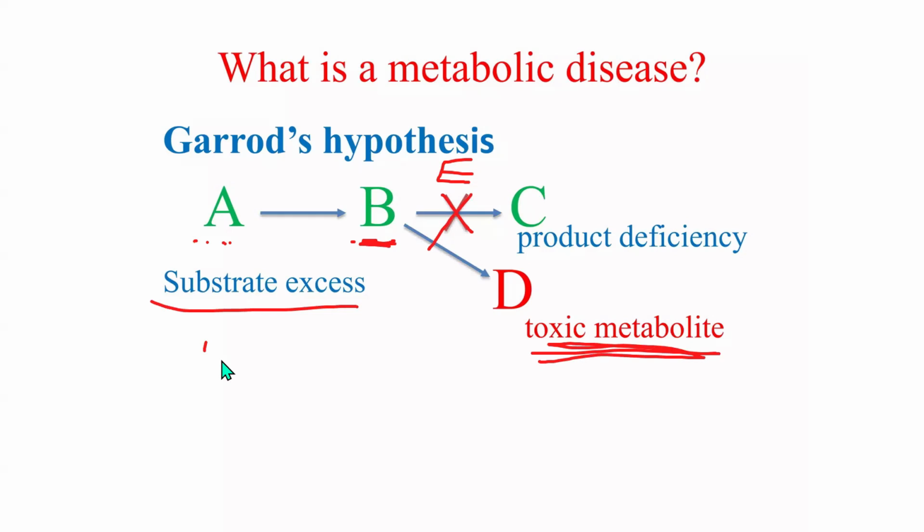So this is actually Garrod's hypothesis, where the substrates are being blocked from converting into the product. If there is that blockage, then the product of that particular reaction will be deficient. So there will be deficiency of the product, accumulation of the substrates, and then the production of toxic metabolites.